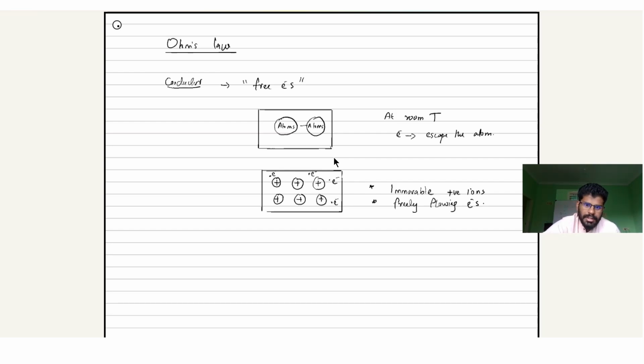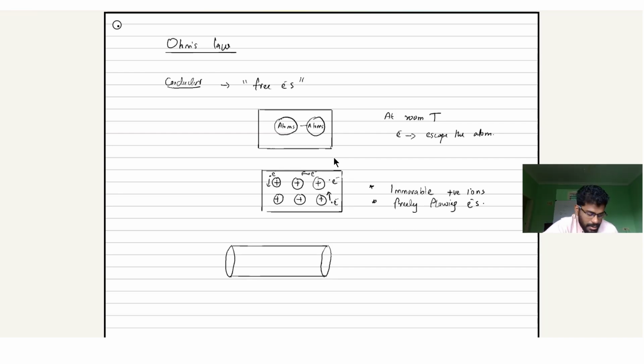Now, this is the idea of a conductor. In a conductor, you will be having fixed positive ions and free electrons. The electrons can move anywhere inside the conductor. Now, generally at room temperature, you are not connecting a battery, you are not doing anything. You simply have a conductor here, and what do you think will happen? Is there a current generated?